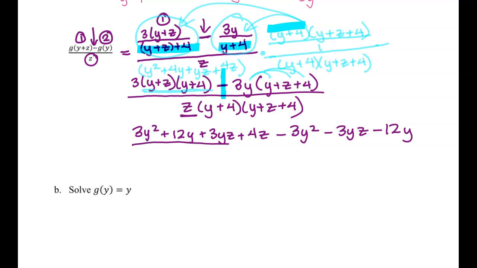Almost lost it for a second there. And that's all over z, y plus 4, y plus z plus 4. Often people wonder here why I don't multiply the bottom out, and that's because the bottom is truly in a fully factored form, and that's perfect for fractions because I could at any point cancel the z out of the bottom or the y plus 4 or the y plus z plus 4.